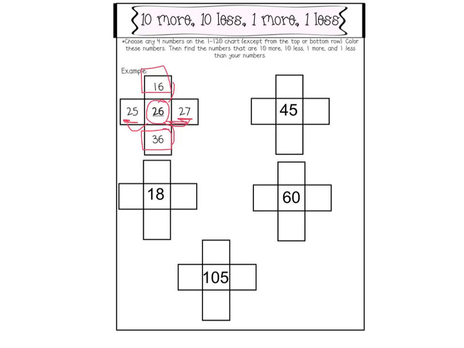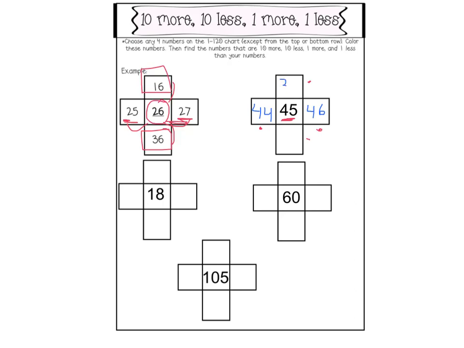Let's see if you can do a few on your own. All right, let's do the first one. 45. Will you stop the video and on your whiteboard or in your math notebook, will you write what's 1 less, 1 more, 10 less, and 10 more for the number 45. When you're ready to check it, just hit play. All right, are you ready to check? Let's find out. We have the number 45. One less is 44. One more is 46.